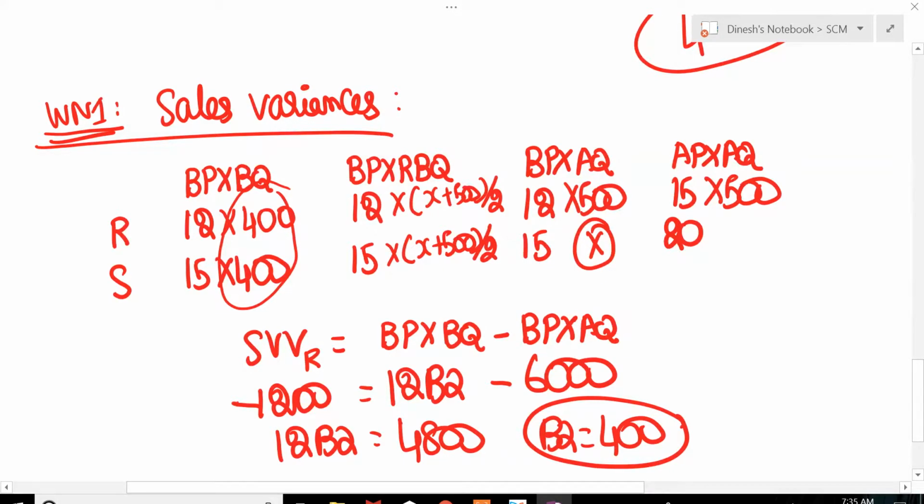So you will see whatever variance you start with, the basic thing is, in one variance you will have a formula. In that formula, one variable should be available, the other should be missing information. So when we did volume, we had 12 into 500, but we didn't have 12 into 400. So then I can compute 12 into 400. One information should be available, second should be missing.